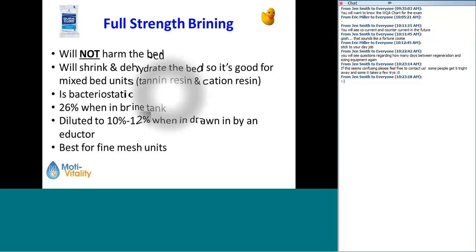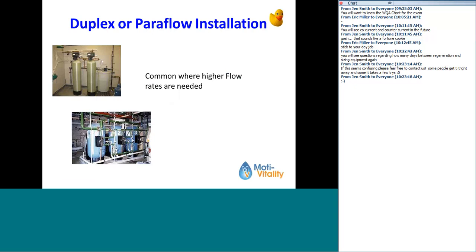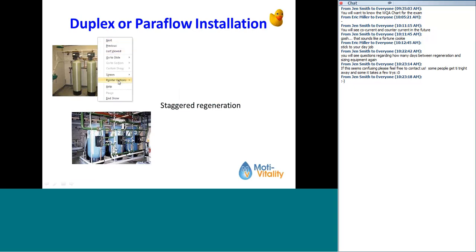Okay, so duplex or paraflow installation. This is where higher flow rates are needed. So when you look at this, these are probably installed in duplex or parallel. Some people call these, there's one manufacturer that calls it overdrive. There may be different names for it, but paraflow or duplex, they're all the same thing, okay?